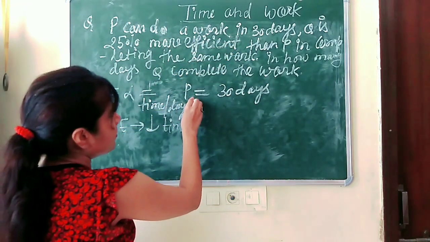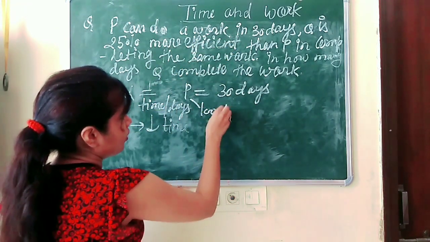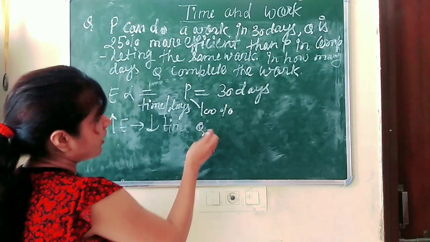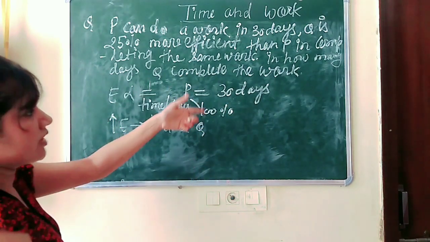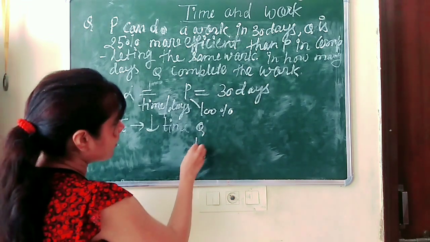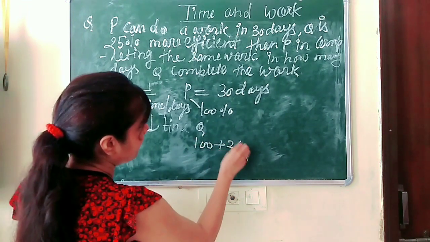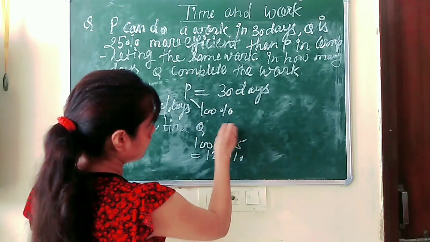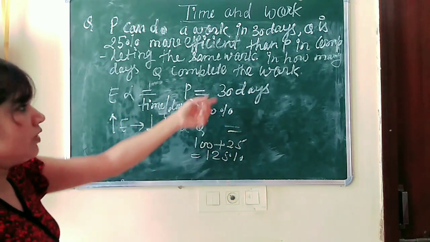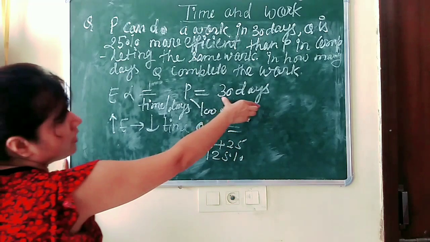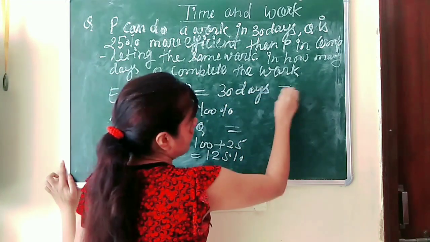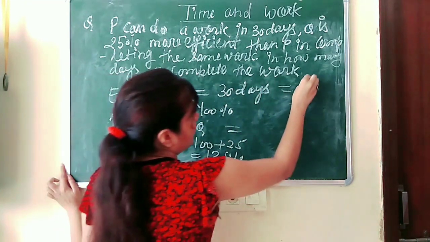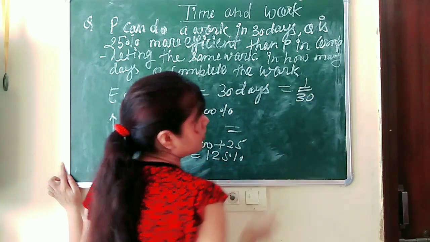If P is 100% efficient, and Q is 25% more efficient than P, so Q will be 100 plus 25, which means Q is 125% efficient. Okay. So now it is given that P is taking 30 days. So in one day, P will complete 1 by 30 amount of work.